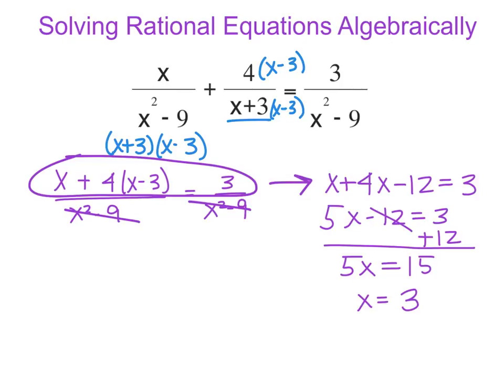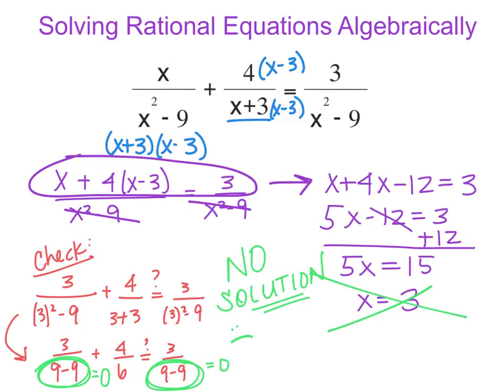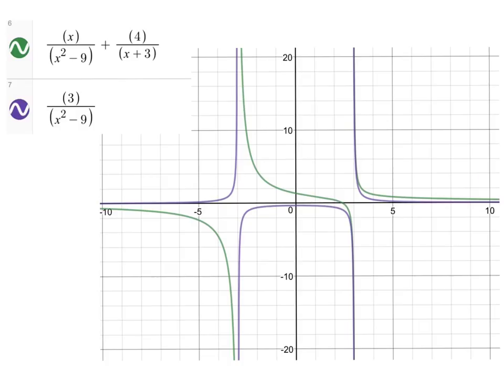Now, before I get all hyped and think, all right, I solved for x, this is great, this is going to work, I'm going to check it. When I plug in 3, I get a denominator of 0 here and 0 here. And as we know, that's not a thing. We can't do that. So there is no solution for this rational equation.